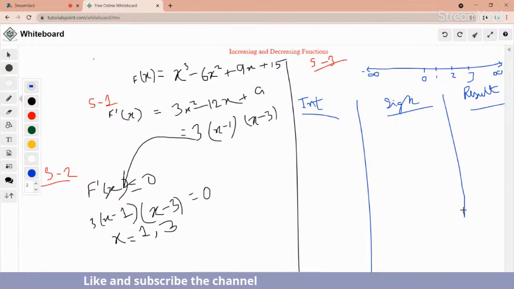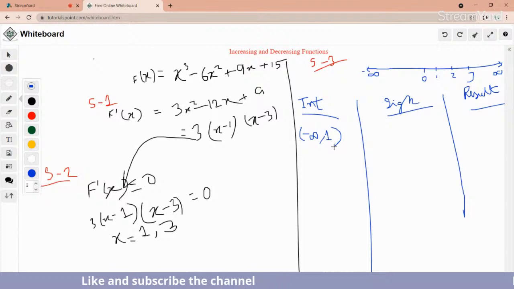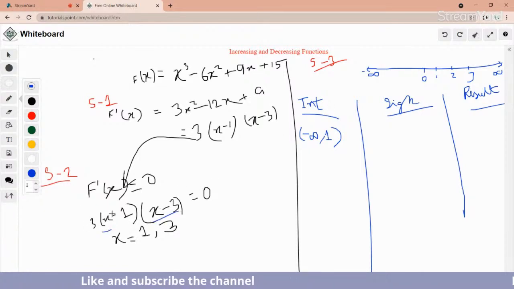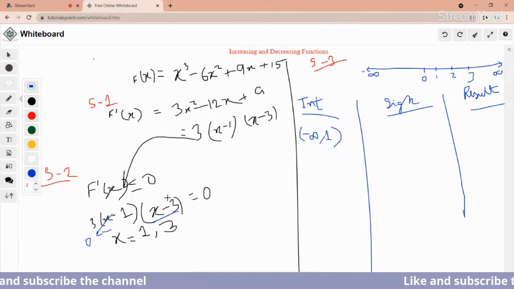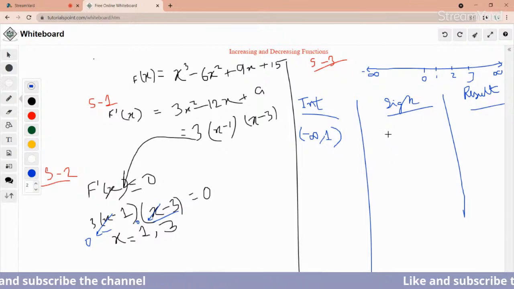So now let's take the interval as minus infinity to 1. Let's take a value like 0 and put it here. What will it be? 3 into minus 1, minus 3 into minus 3, it will be 9. So the result is positive. The sign is positive, that is plus sign.